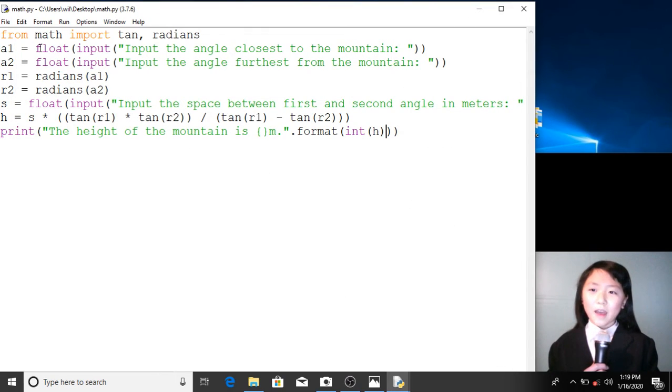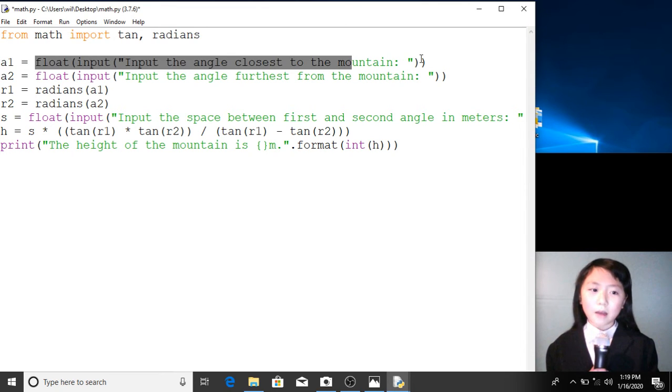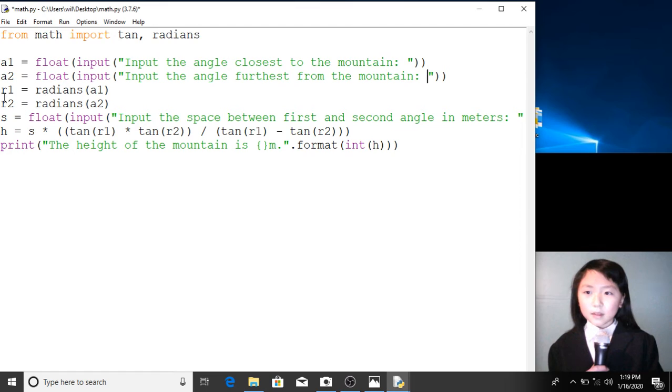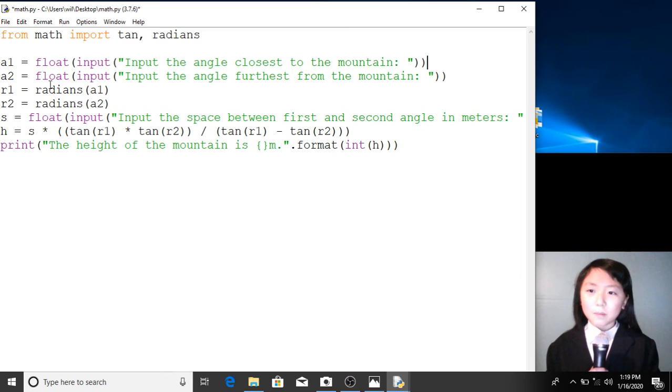To create this program, from the math module, we import the tangent and radians function. Now I define this variable called A1. A stands for angle, and it will let the user input the angle closest to the mountain, so that would be alpha1, and angle 2 will be alpha2, where we input the other angle. Since tangent only takes in radians, we have to convert that number in degrees into radians. And we can easily do that by using the radians function we imported from the math module.